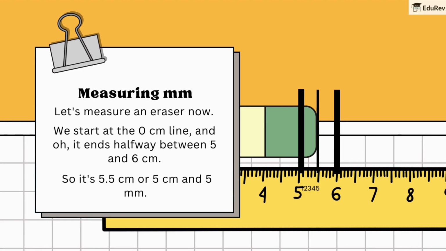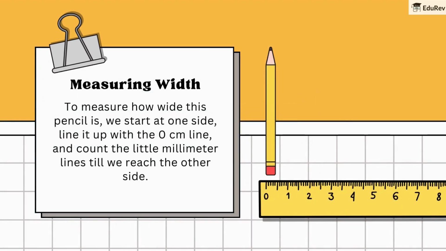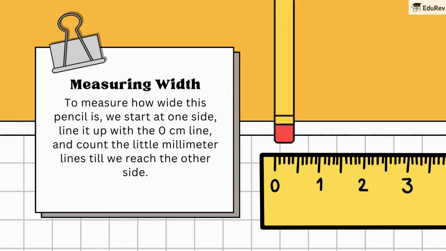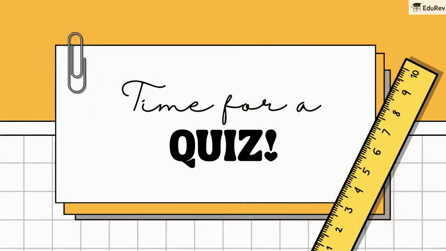Got it? Measuring width. To measure how wide this pencil is, we start at one side, line it up with the 0 centimeters line, and count the little millimeter lines till we reach the other side. This pencil is 4 millimeters wide. Pretty cool, huh?